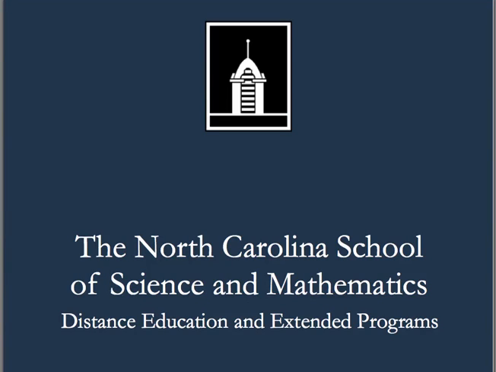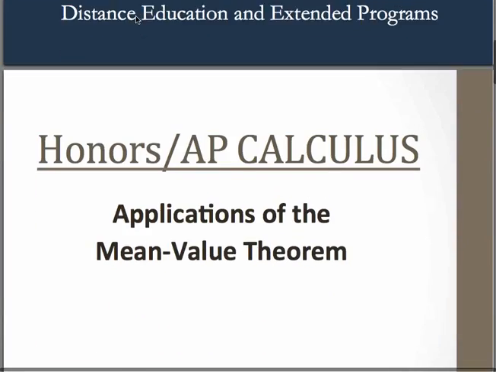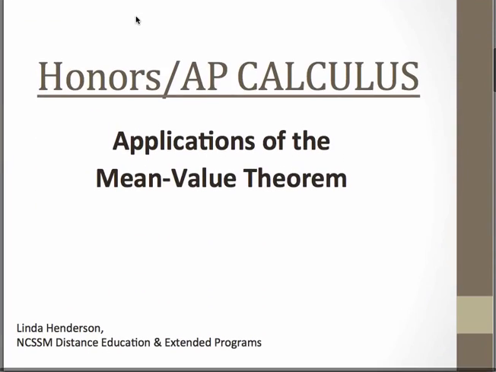Hi everyone, we're here today to talk about applications of the mean value theorem. Hopefully you remember what the theorem actually states. If we have a function f that is continuous on the closed interval and differentiable on the open interval, we're guaranteed some x value to exist in between the endpoints of the interval so that the derivative at that x value is going to equal the slope of the secant line that connects the two endpoints.